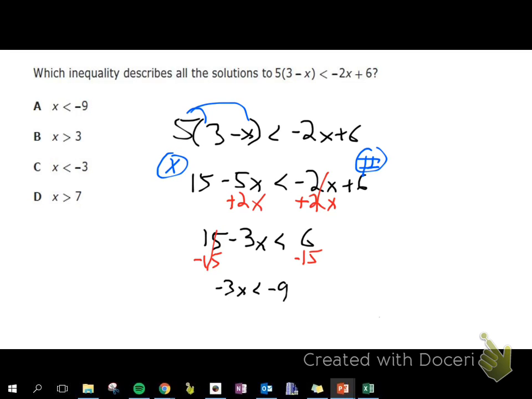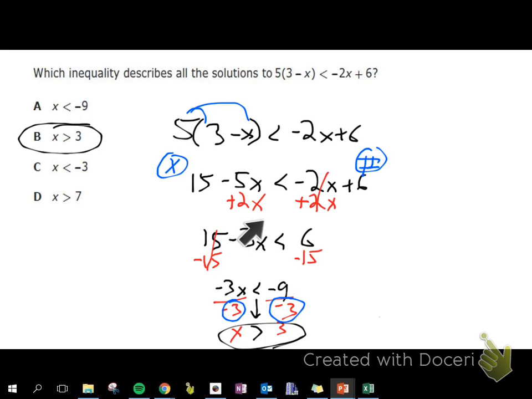I have one step left to get the x by itself. I'm going to divide by negative 3 on each side, and I have x and 3. What you have to remember with problems like this is that whenever I divide by a negative on each side of the inequality, that symbol's got to flip. So our answer is that x is greater than 3, okay?